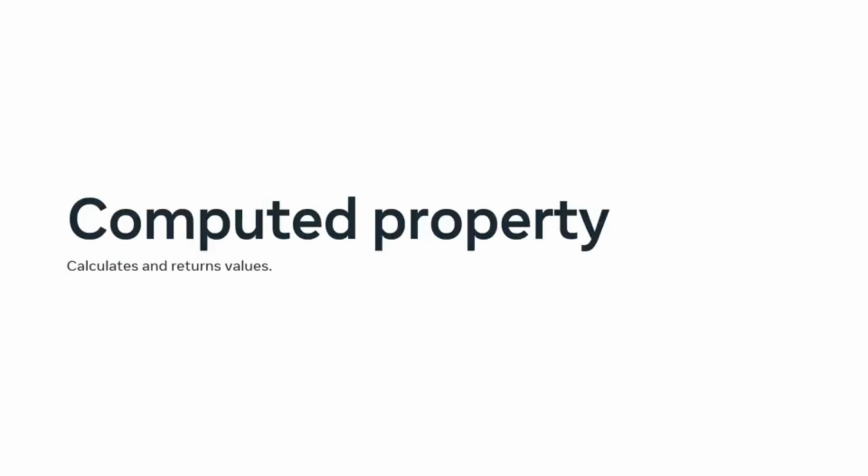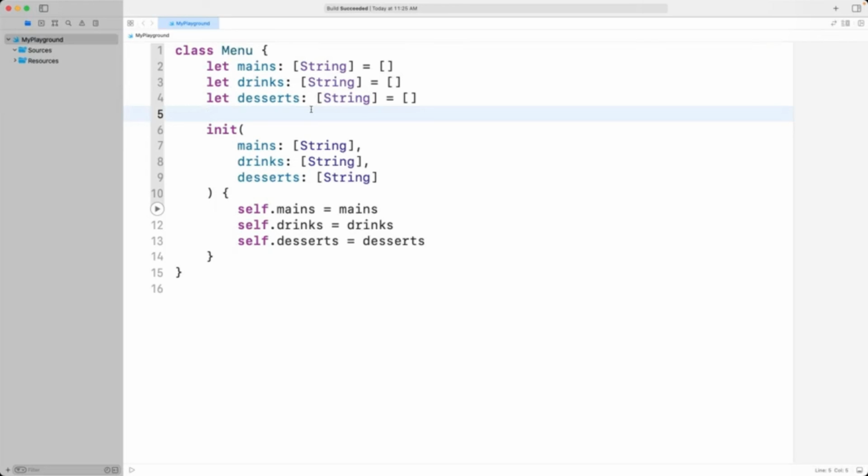What would you use it for? Unlike a stored property, a computed property calculates a value and then returns the result of the property's declared type, almost like a function with a return value type. And whereas a stored property can be read and written to, a computed property is read-only. Whenever you need to encapsulate a block of computational code or calculate a value more than once, you can use a computed property. Let's move on to a demonstration of creating a computed property in a class. I have created a menu class with mains, drinks, and desserts stored properties.